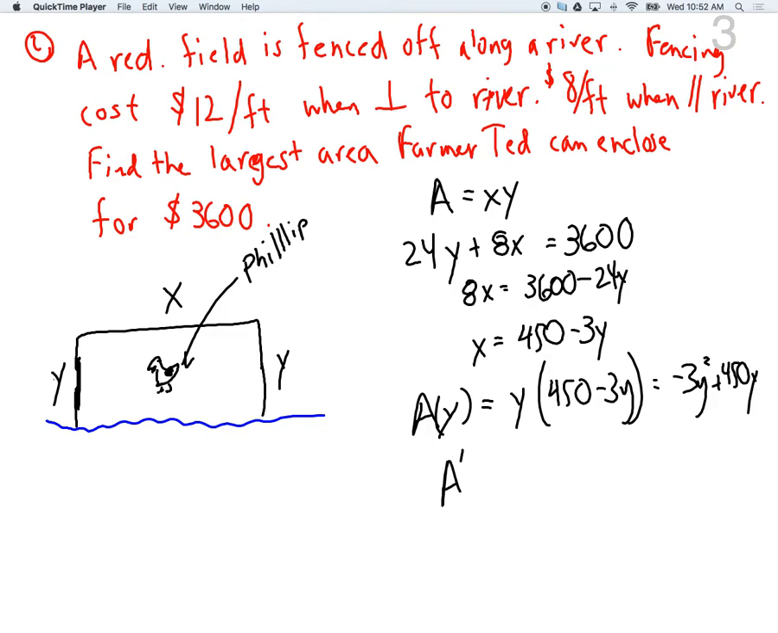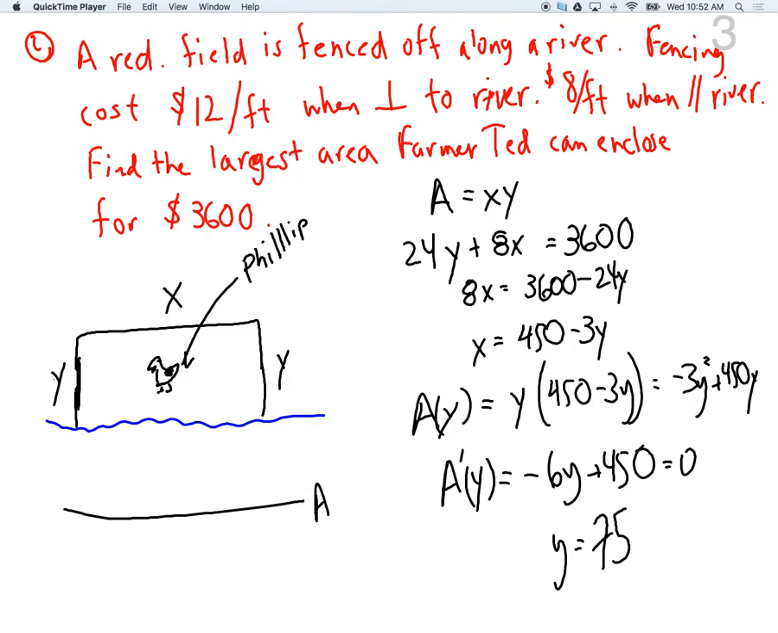Take the derivative. A prime of y is negative 6y plus 450. Set it equal to 0, and y is equal to 75. I think we can get it done on this. Come over here, do my A prime number line.